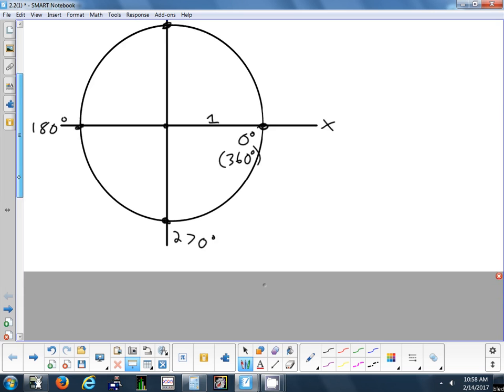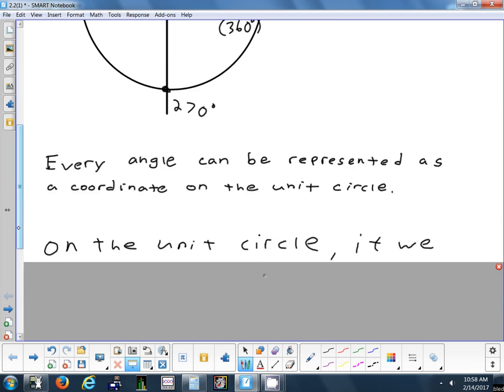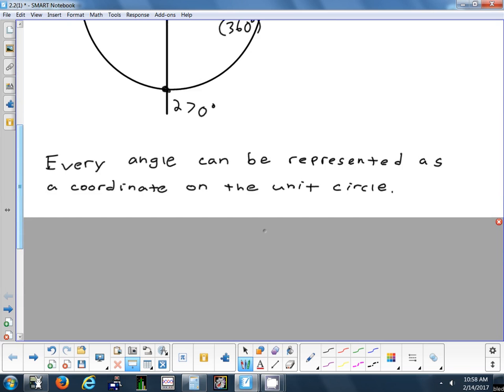And I'm going to come back to the diagram in a second. So the idea with this diagram is that every angle that we're going to work with can be represented as a coordinate. That's the whole idea.